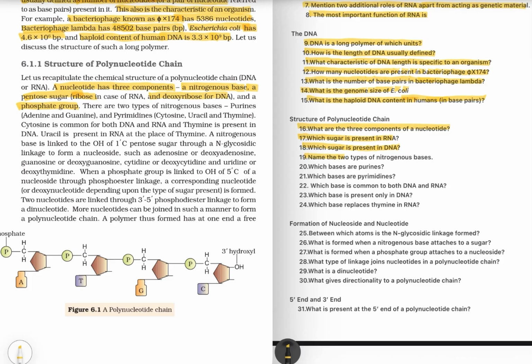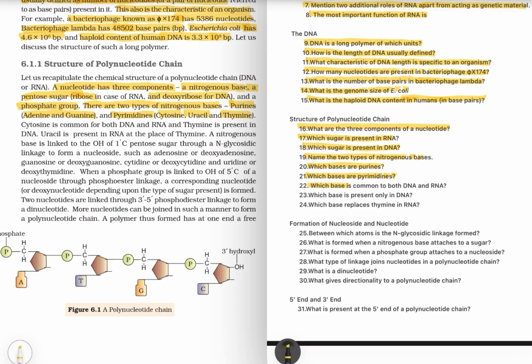Name the two types of nitrogen bases. The two types of nitrogen bases are purines and pyrimidines. Which bases are purines? Adenine and guanine are purines. Which bases are pyrimidines? Cytosine, uracil and thymine are pyrimidines.